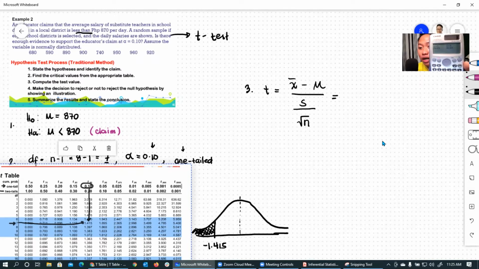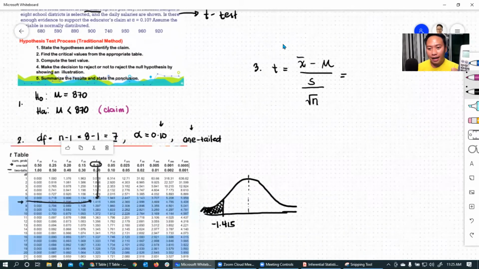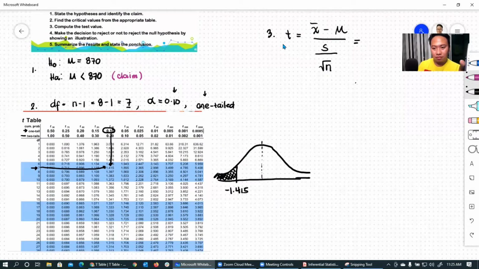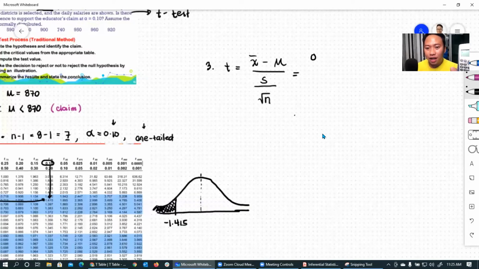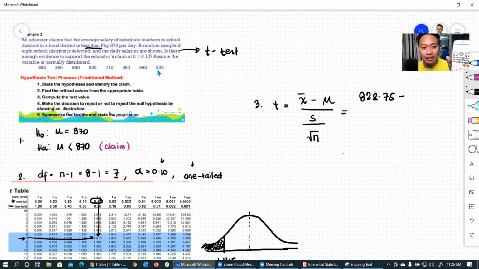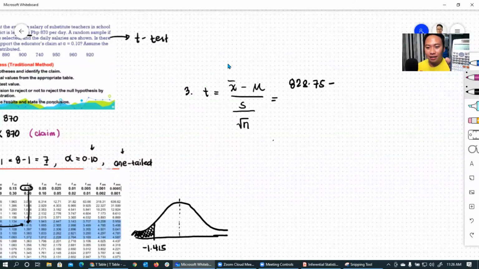Another option. Option 2, guys, is the sample mean. I'm going to click 2 and then hit equal. Let's see if we have the same answer. The answer is 828.75. Perfect. So 828.75 minus the population mean, guys, which is 870.